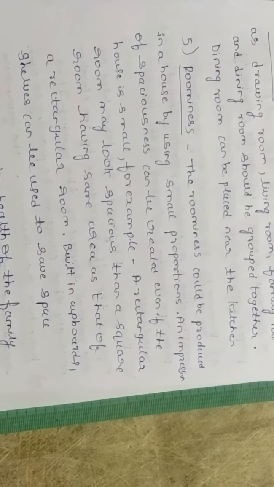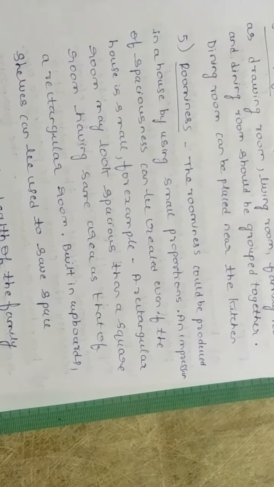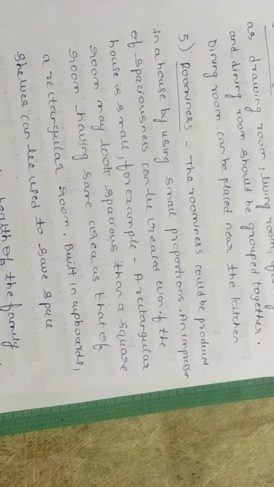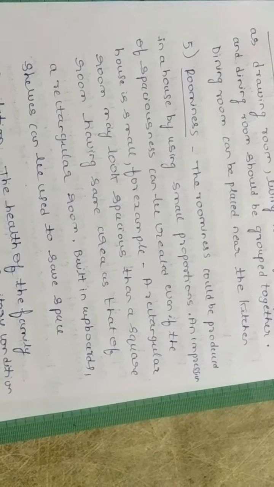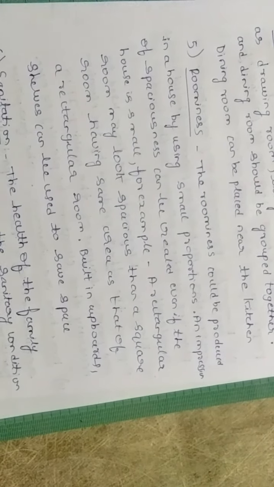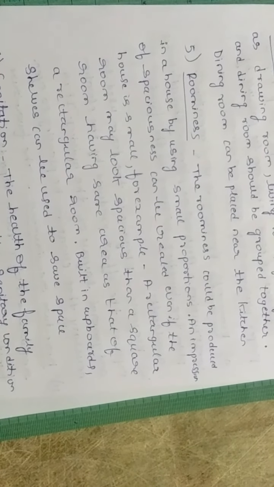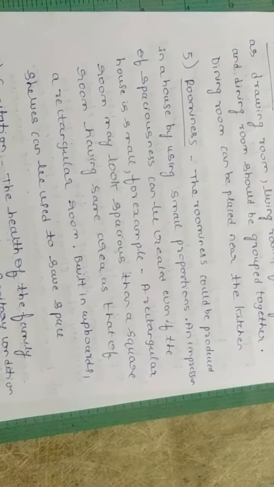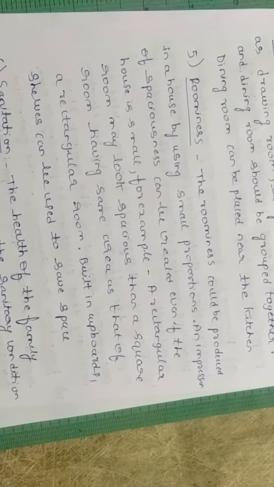Then coming to the roominess principle. Roominess means, in simple terms, how much space we are having inside the room. Now a same room, if it is square in shape, it may look smaller when compared to a rectangular room having the same area. Here only the shape is changed, but not the area of the room. The same area, if it is square, looks a bit smaller when compared to a room of the same area with a rectangular shape.